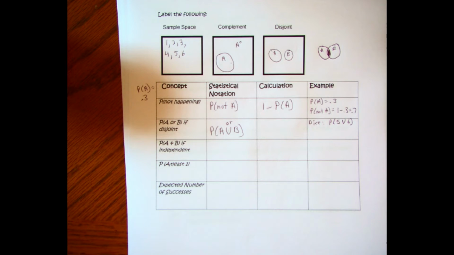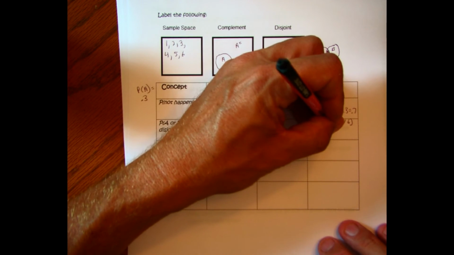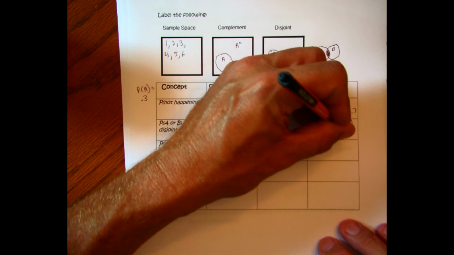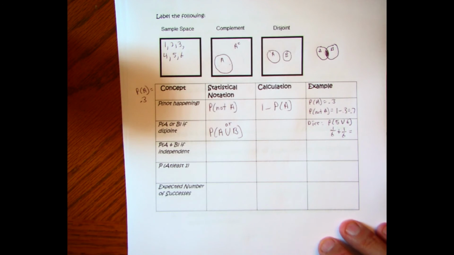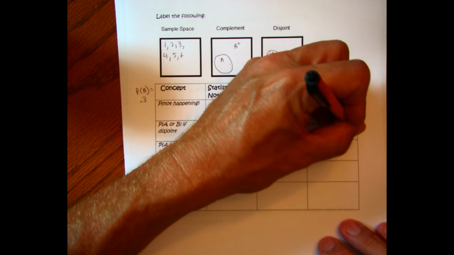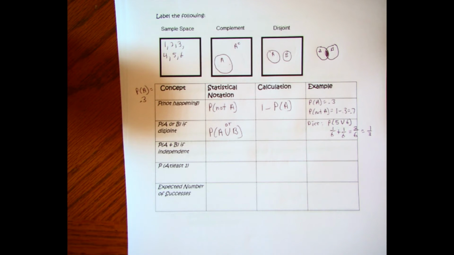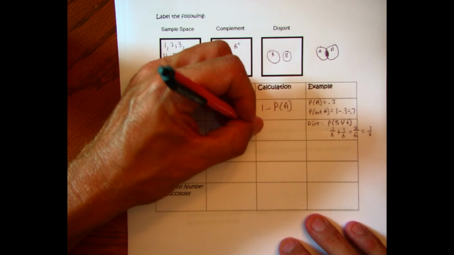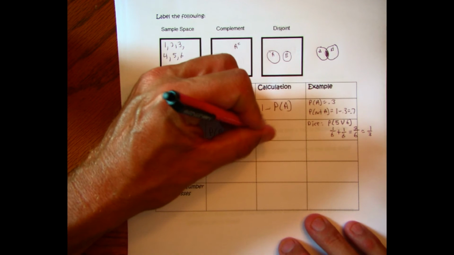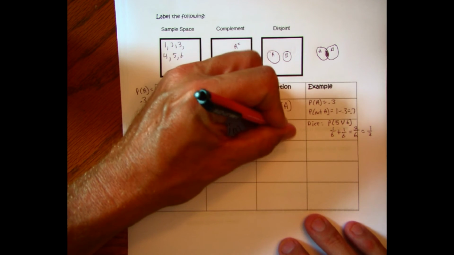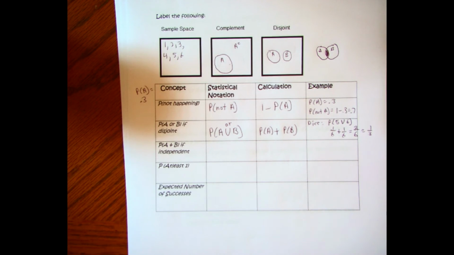Okay, so how do we get that? Well, we add. The probability of a 5 is 1/6. The probability of a 6 is 1/6. So we do 1/6 plus 1/6 is 2/6. And if you wanted to reduce that, you can make that 1/3. So what's the calculation? Well, if they're disjoint, it's the probability of A plus the probability of B. Or means we add, as long as they're disjoint. And we'll get into when events are not disjoint, but for now, we'll deal with disjoint events.